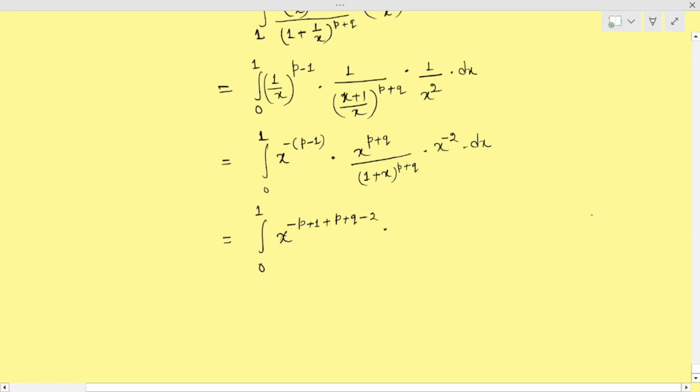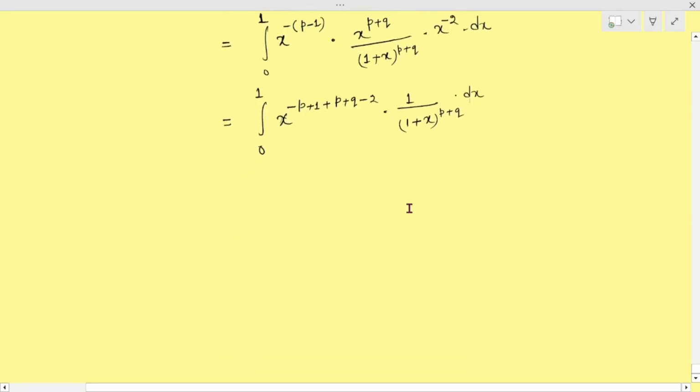Okay, integral 0 to 1 of 1 by 1 plus x to the power p plus q dx is equal to, here minus p plus p gets cancelled. Here minus 2 plus 1 will be minus 1. So 0 to 1 x to the power q minus 1 divided by 1 plus x to the power p plus q dx.